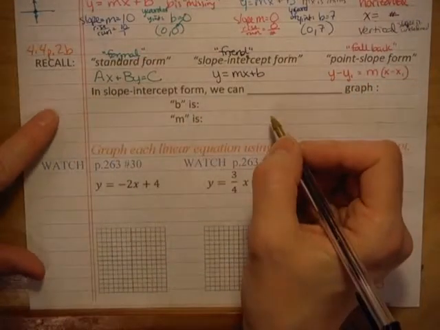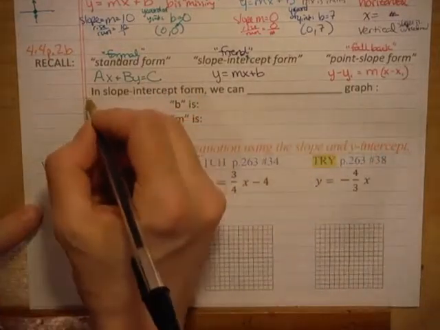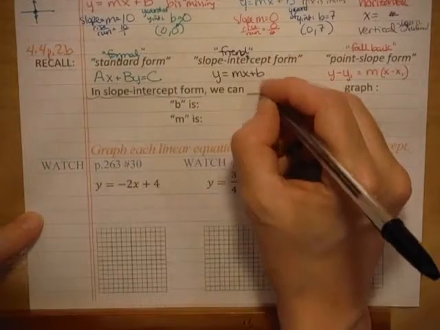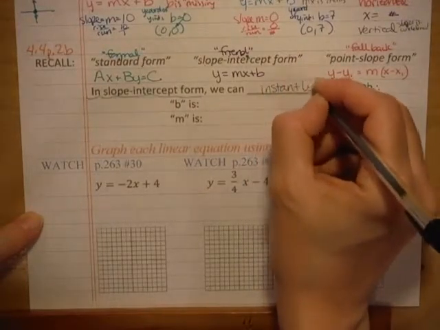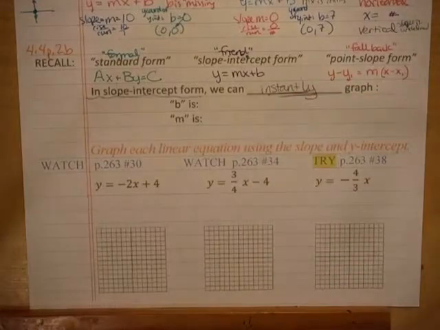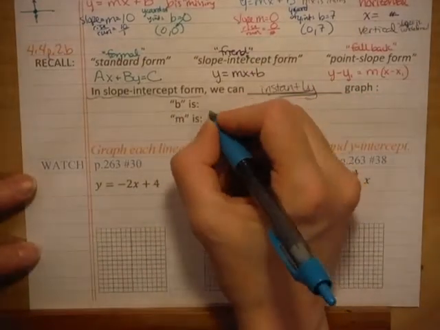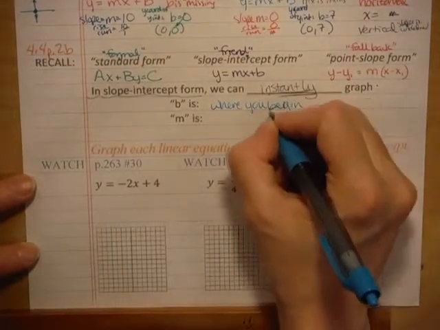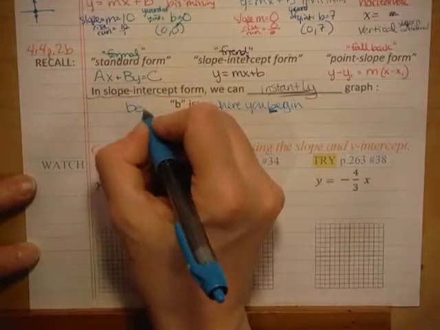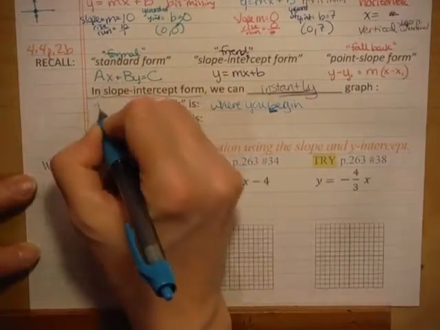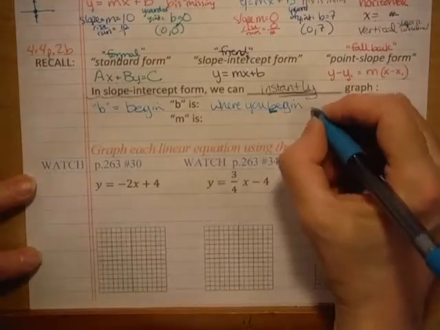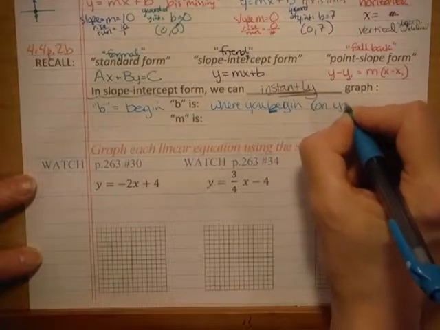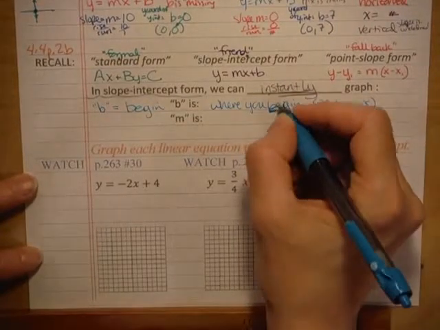Okay, so in slope-intercept form, because that's our friend, that's what we're focused on in 4.4 here, we can instantly graph. And I do mean instantly, quicker than you can even describe it. You can instantly graph. Why? Because that b value is where you begin. And remember, b is for begin. B is where you begin the line, and it's the y-coordinate of the y-axis, so you begin the line on the y-axis at the value that b is.